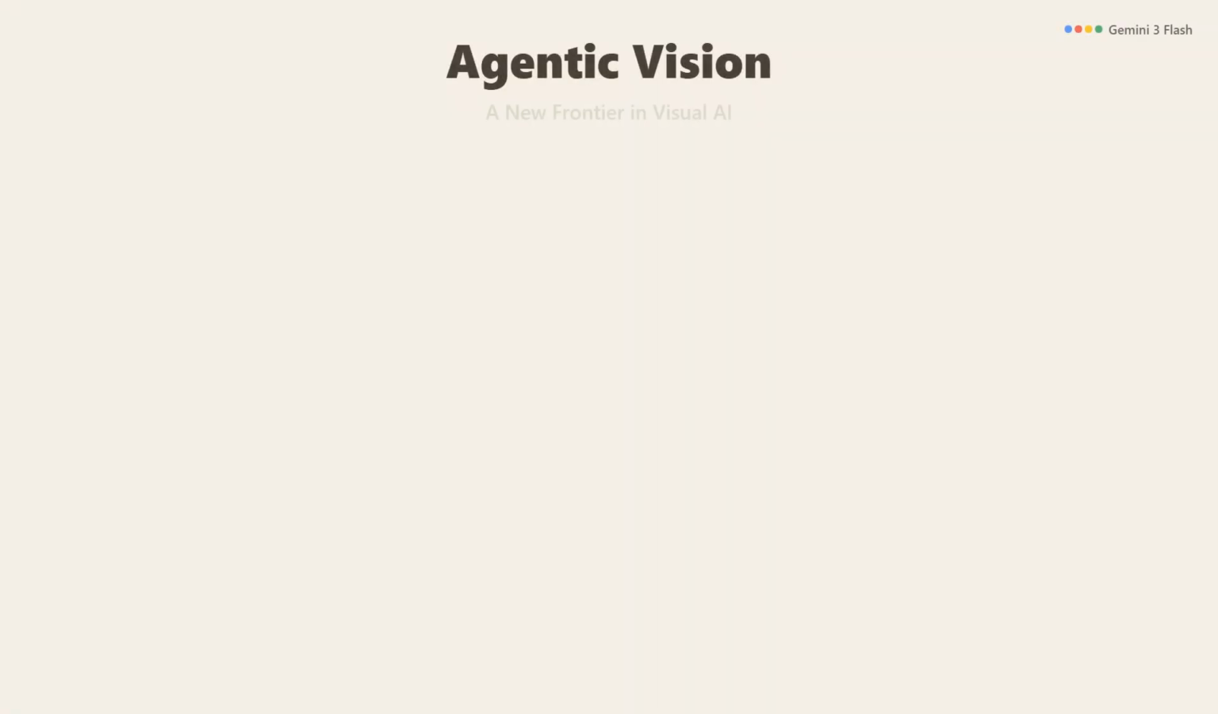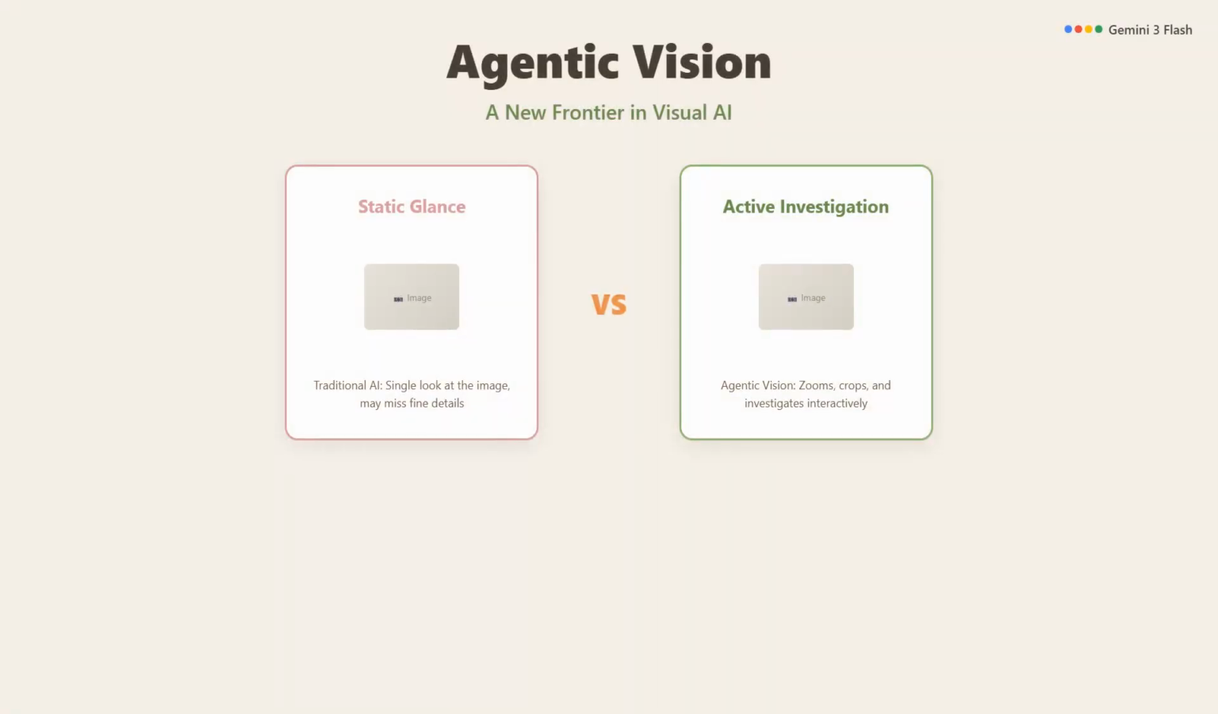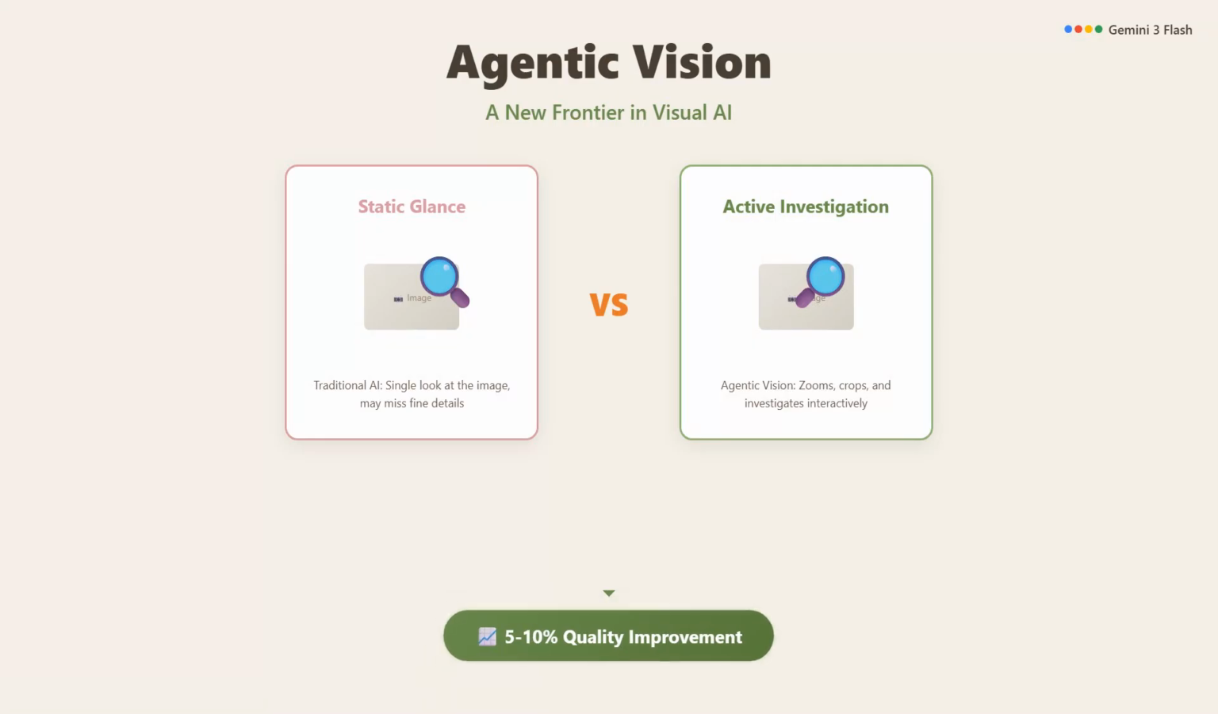Welcome to my channel. Today, we're going to discuss an exciting new capability from Google DeepMind called Agentic Vision, now available in Gemini 3 Flash.